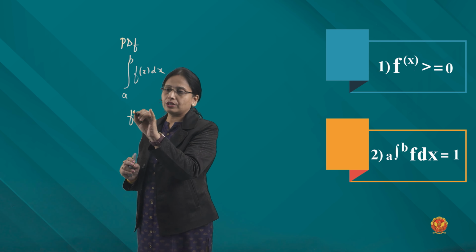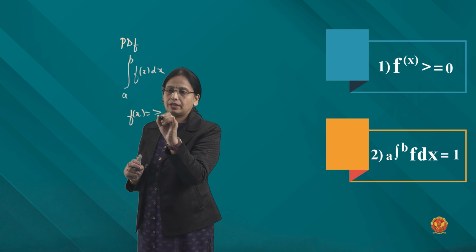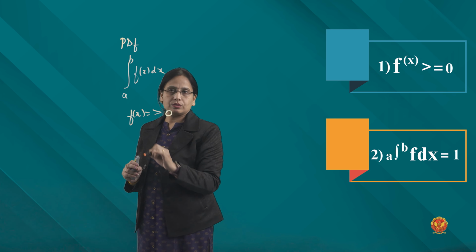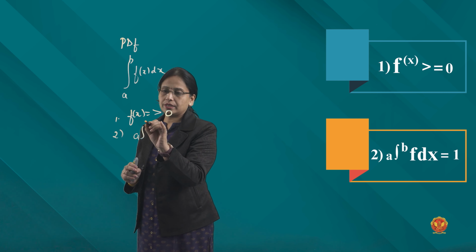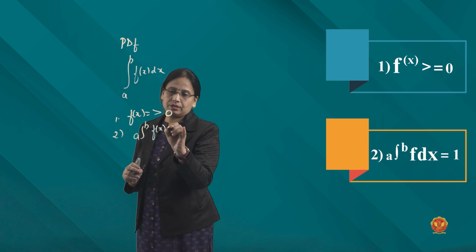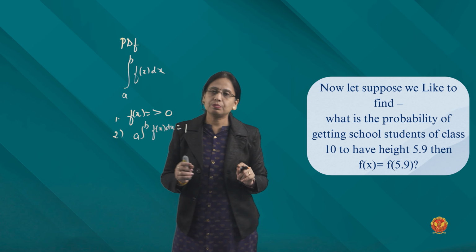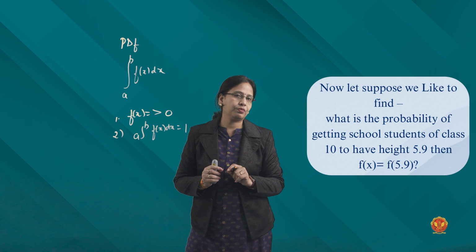First, this function has a value greater than or equal to 0. Second, if I integrate it, it gives 1. What does it mean? Let us suppose we would like to find the probability of school students of class 10th having height 5.9 or 5.5, as we were discussing earlier. So what do I have to find? I have to find 5.5, as we were taking in the last example.